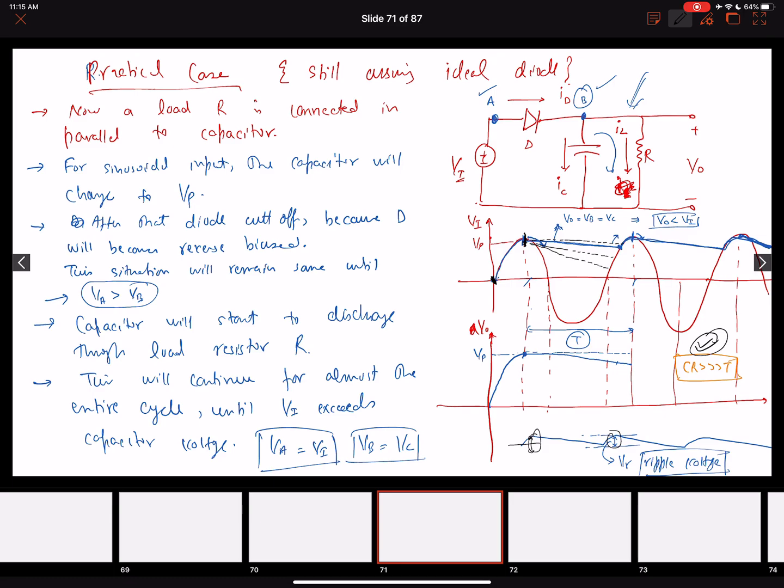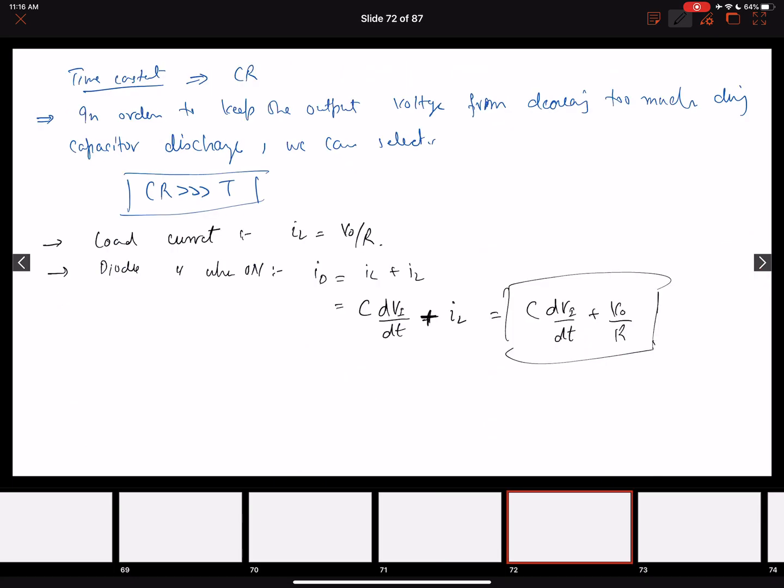After it has discharged to a certain amount, as soon as the input voltage again becomes greater than the capacitor voltage reached after discharging at point B, the charging will start to happen again. That is why we see this kind of ripple effect. We see increase, decrease, slight discharge, again charging, discharging, charging, discharging, and this process will continue. This variation from the peak value is what is called the ripple voltage. Now we are going to calculate what the ripple voltage is.